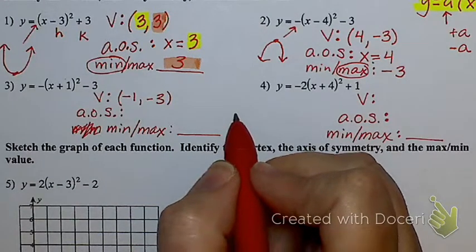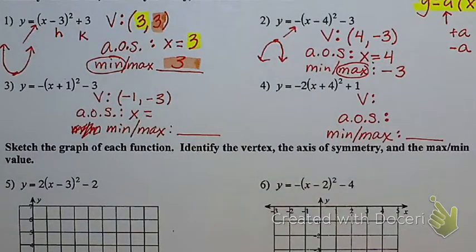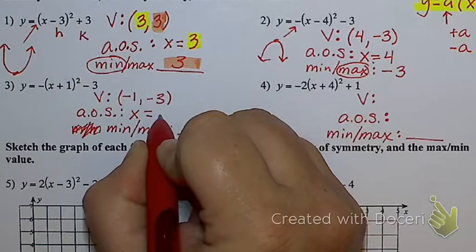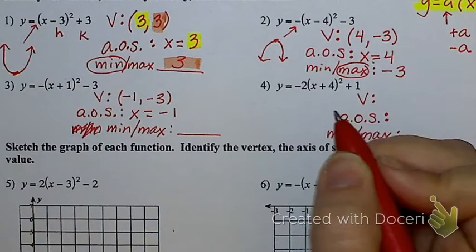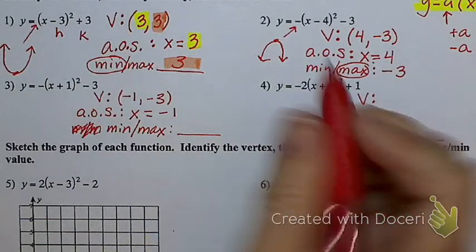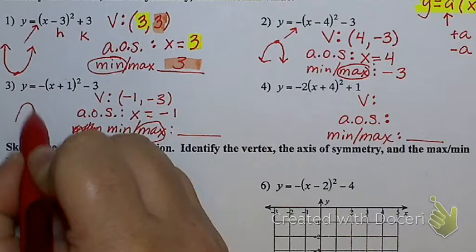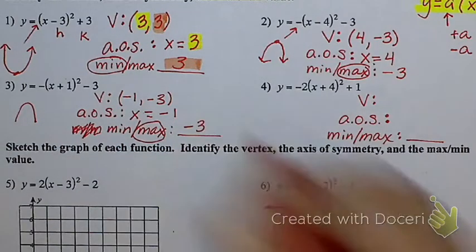Okay? Axis of symmetry, I must see the x equals, because like I said, without the x equals, you do not have the equation of a line. You just have a number. In this case, it would be x equals what for my axis of symmetry? x equals -1. Does this one have a minimum or a maximum? Maximum. Because the negative means it's opening down. And that maximum value is -3.